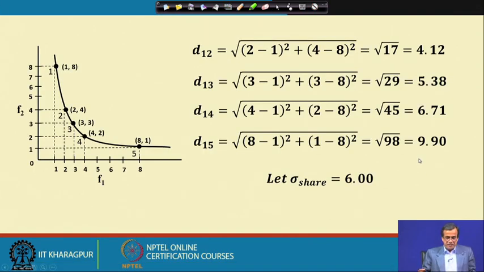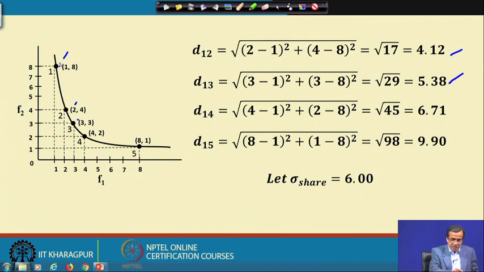Now, to calculate the niche count for this particular point 1, we try to find out the Euclidean distance between 1 and 2, and that is nothing but square root of (2 minus 1) square plus (4 minus 8) square, that is nothing but square root 17, that is 4.12. Similarly, we can find out the distance between point 1 and 3, that is d 1 3, and in exactly the same way I can find out the Euclidean distance 5.38.